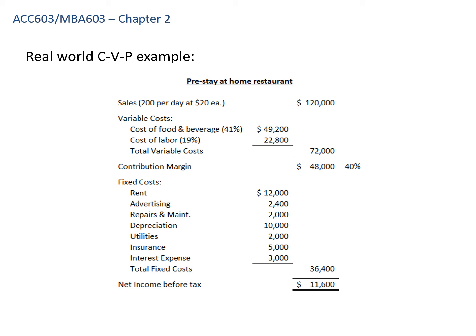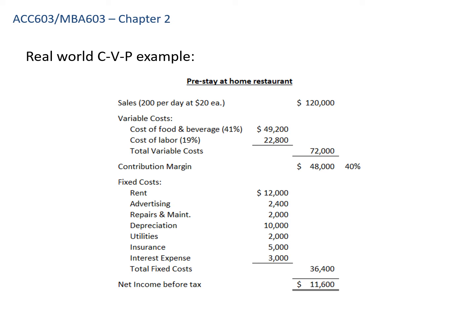In the month of February, before the COVID-19 crisis hit, before we had a stay-at-home order, we served 200 meals a day, average price of $20 a meal, and we had food and beverage costs and labor cost. You notice I have very precise percentages there.